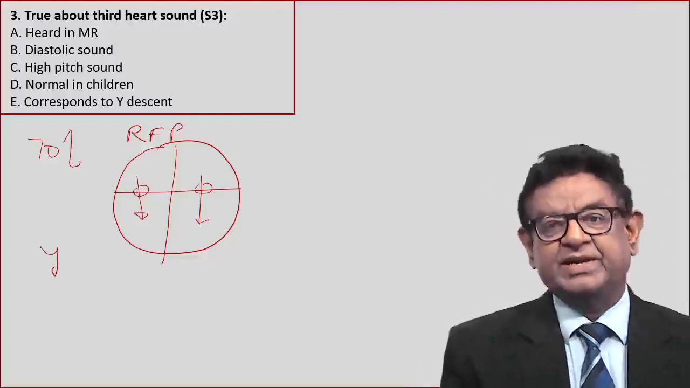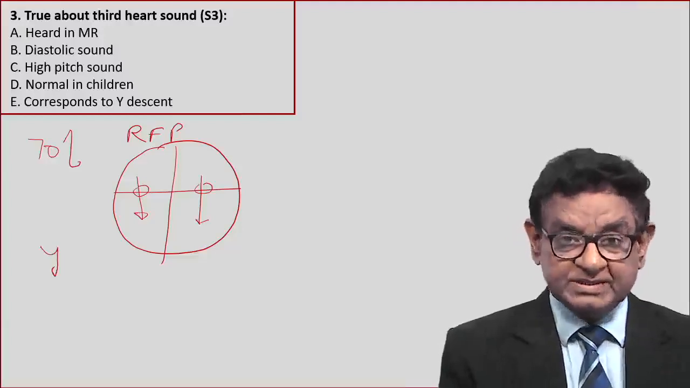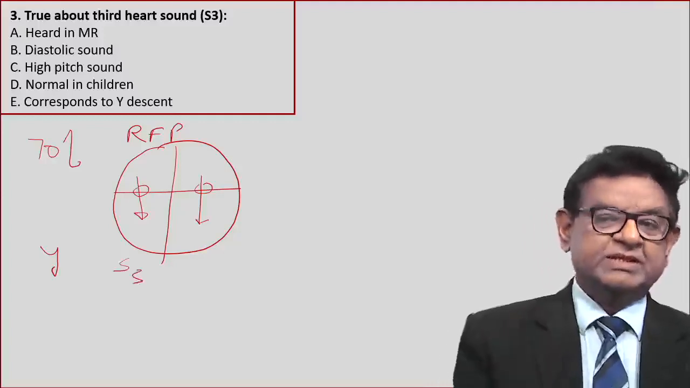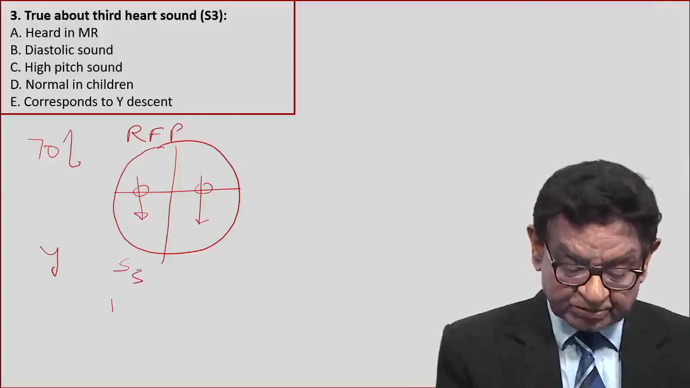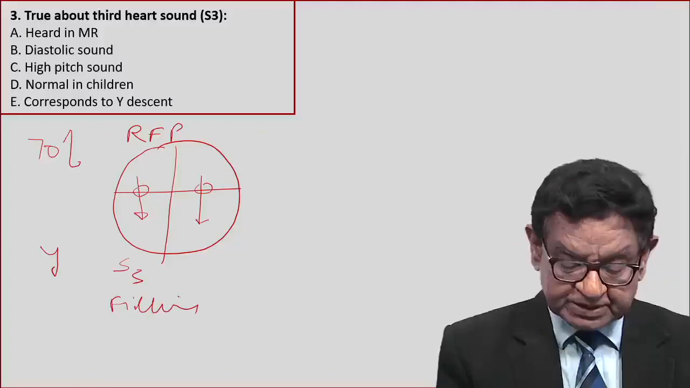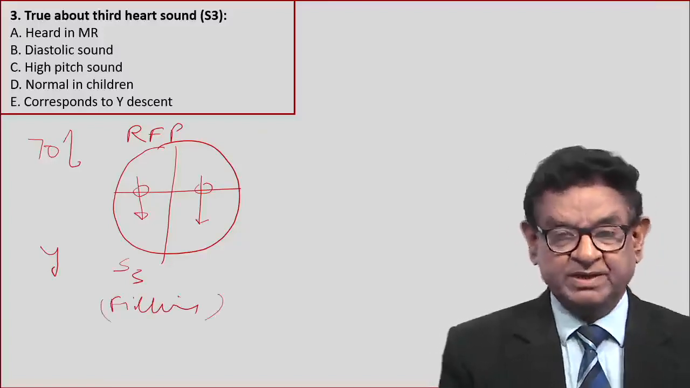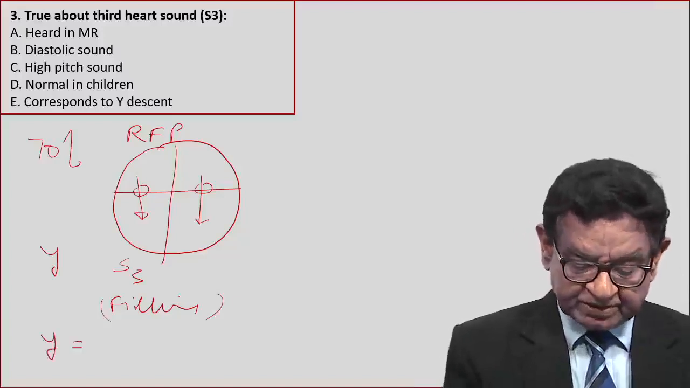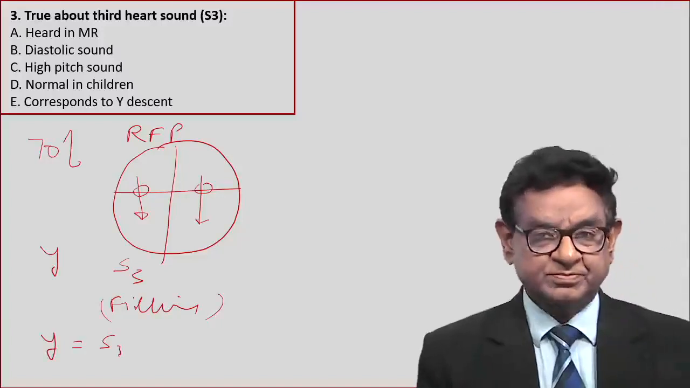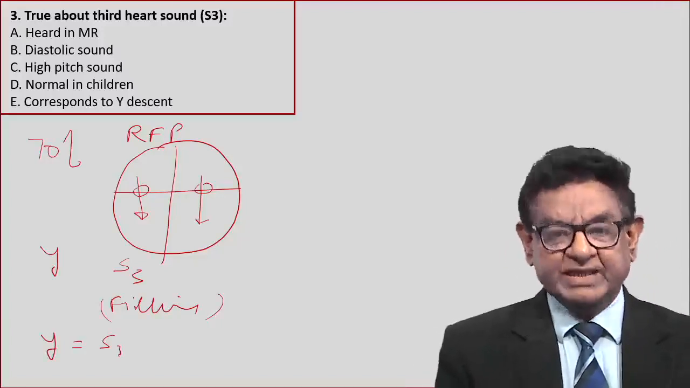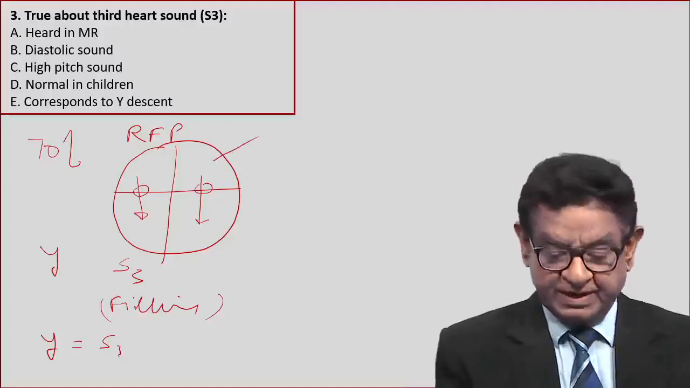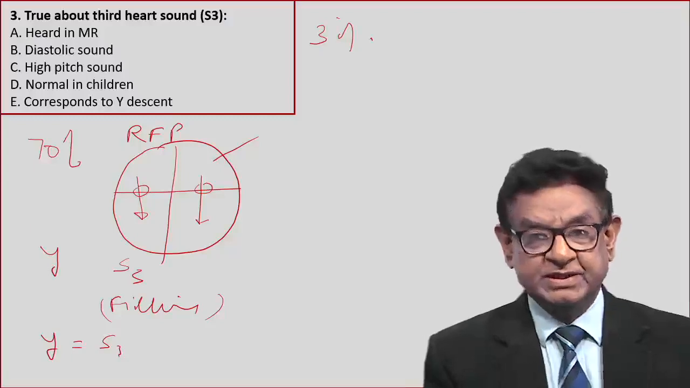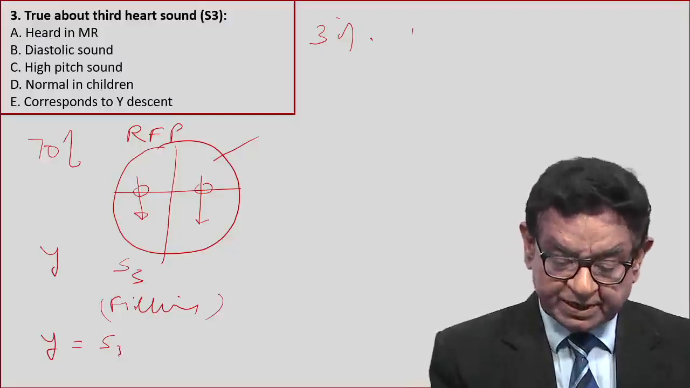In that phase, on the right side in the JVP we get the y descent, and on the left side in the left ventricle normally we do not hear any sound, but if a sound has to come, it is the third sound. That's why the third sound is also known as the filling sound, because it is heard in the rapid filling phase of the myocardium. So now you understand that the y descent corresponds to the third heart sound. Now near the end of diastole, the atria contract, and that pushes another 30% of the blood into the ventricles, and this is known as atrial kick.